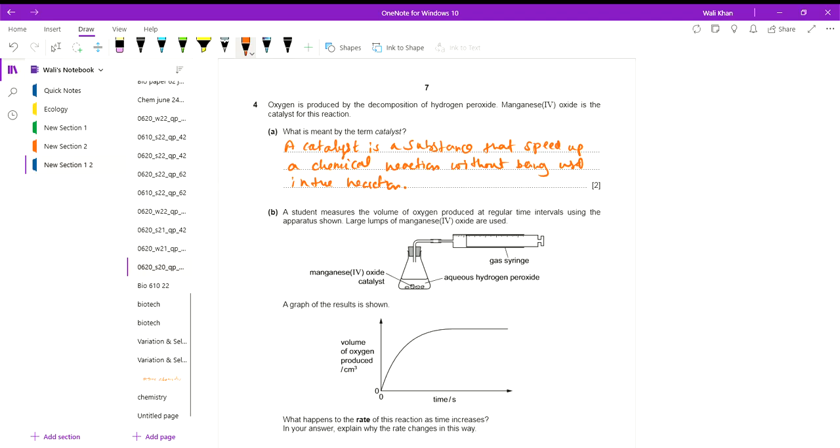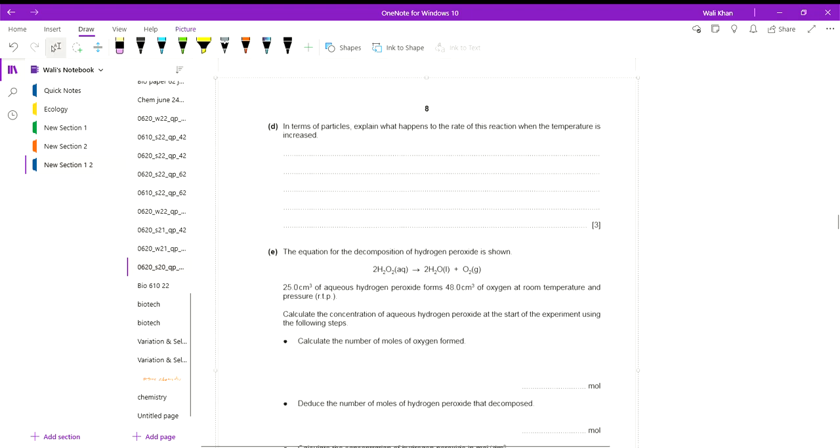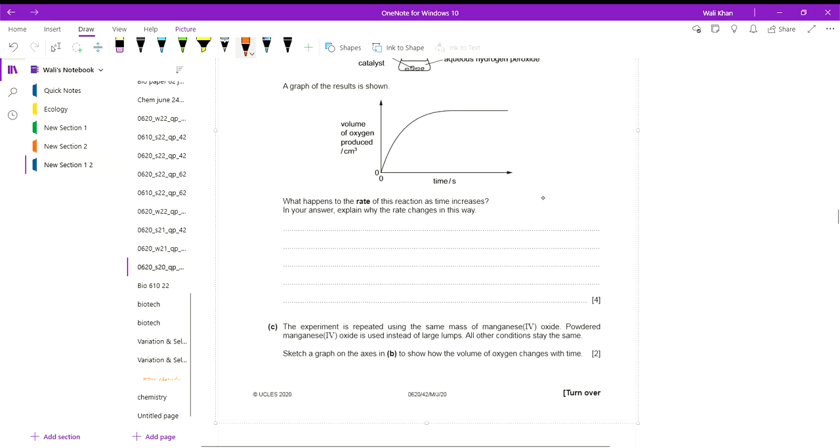A student measures the volume of oxygen produced at regular time intervals using the apparatus shown. Large lumps of manganese 4 oxide are used. Manganese 4 oxide catalyst, aqueous hydrogen peroxide, and this is a gas syringe. A graph of the result is shown. If you look at the graph, it is between volume of oxygen produced and time. First there is an increase in the graph and then there is a constant straight line.